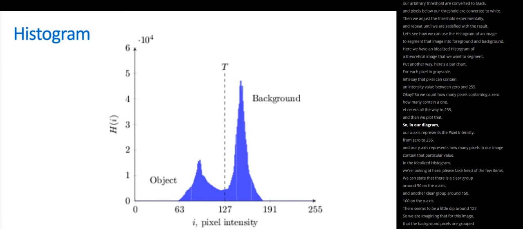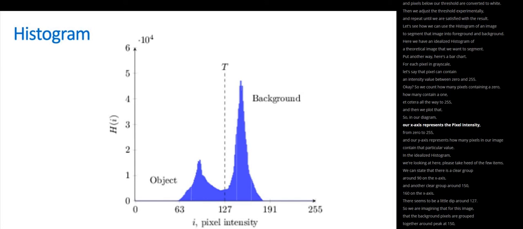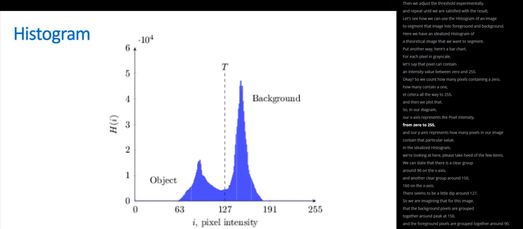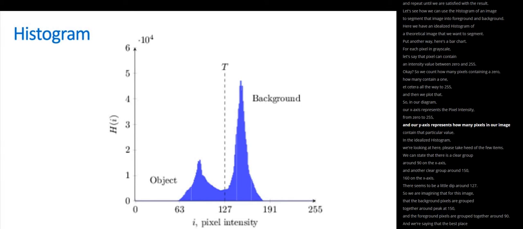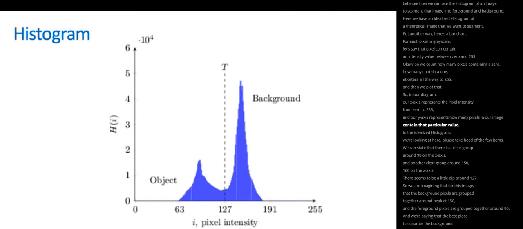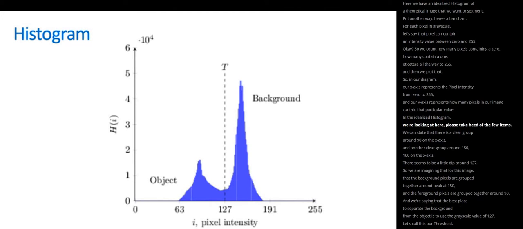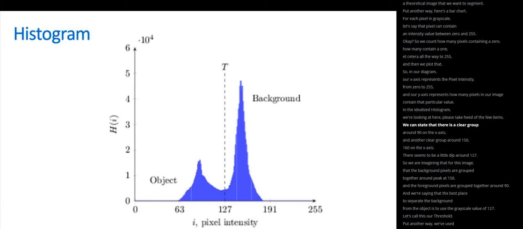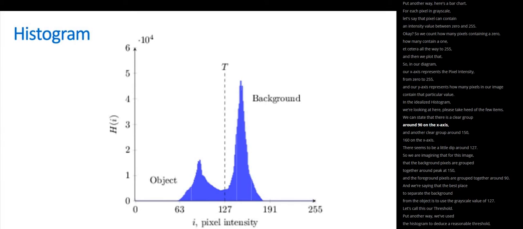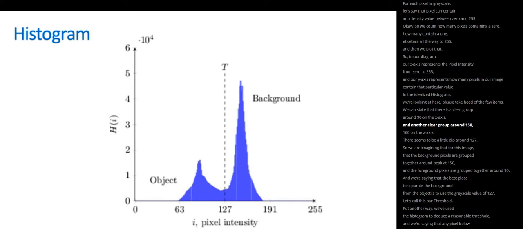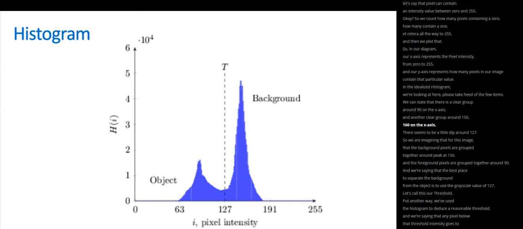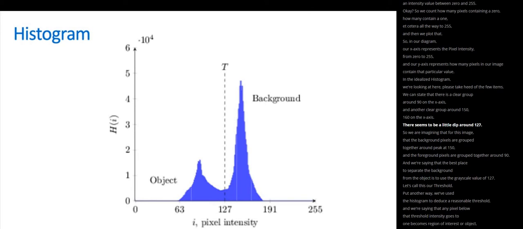So in our diagram, our x-axis represents the pixel intensities from 0 to 255, and our y-axis represents how many pixels in our image contain that particular value. In the idealized histogram we're looking at here, please take heed of a few items. We can state that there's a clear group around 90 on the x-axis, and another clear group around 150, 160 on the x-axis. There seems to be a little dip around 127.